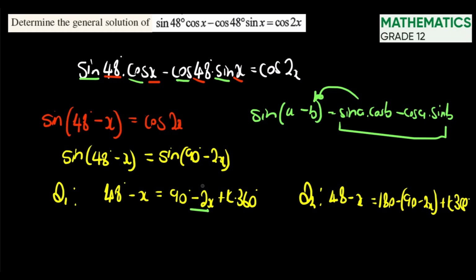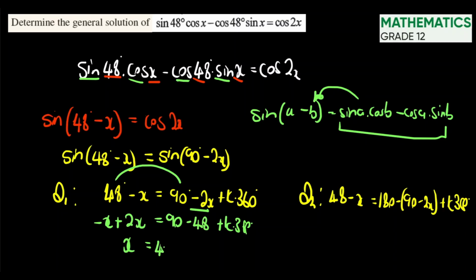We take this negative 2x to the other side, we'll have negative x plus 2x. We take the 48, bring it this side, we're going to have 90 minus 48. The k times 360 always remains on the right hand side. And then minus x plus 2x, we have x. And then simply we have 90 minus 48, it will give us 42 plus k times 360. Then we move on to the next.